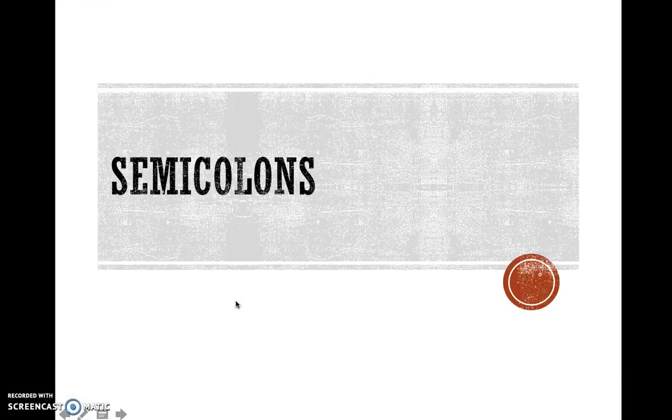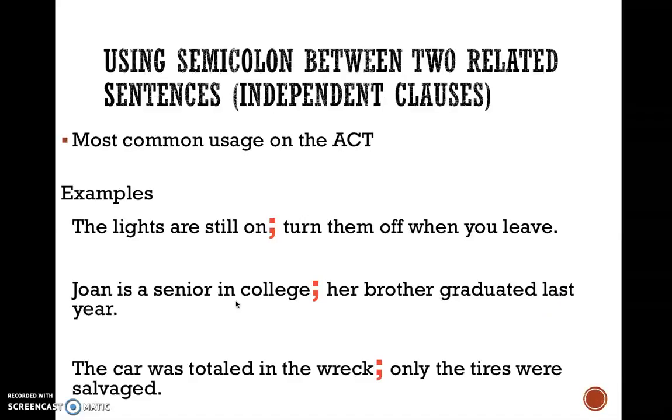All right, so let's talk about semicolons. This is probably a punctuation mark that you don't use very often, but it's pretty simple. There are just a few ways to use it, and only a few ways that the ACT is going to assess you on. One of those ways is using a semicolon between two related sentences, which are independent clauses. Okay, keep that in mind.